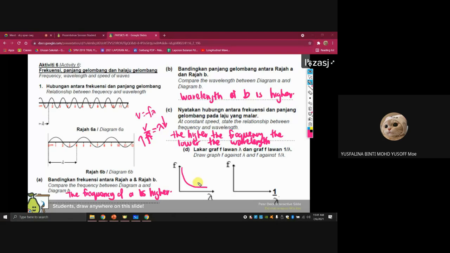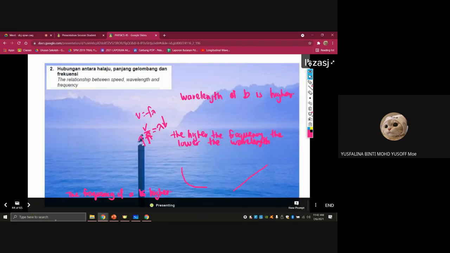But if you change the x-axis from lambda to 1 over lambda, the graph will become directly proportional. So that's the answer for this one. Are you clear? Any question you want to ask? No, teacher. Okay, so we move on to the next one.